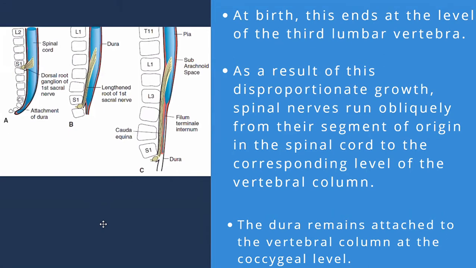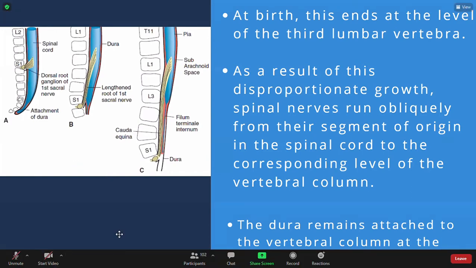As a result of this disproportionate growth, spinal nerves run obliquely from their segment of origin in the spinal cord to the corresponding vertebral column.